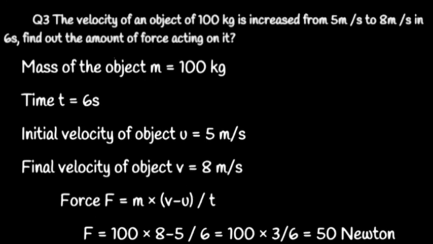The velocity of an object of mass 100 kg is increased from 5 meter per second to 8 meter per second in 6 seconds. Find out the amount of force acting on it. Mass is given 100 kg. Initial velocity u is 5 meter per second. Final velocity v is 8 meter per second. And time say 6 seconds. So force is equal to m multiplied by v minus u upon t.